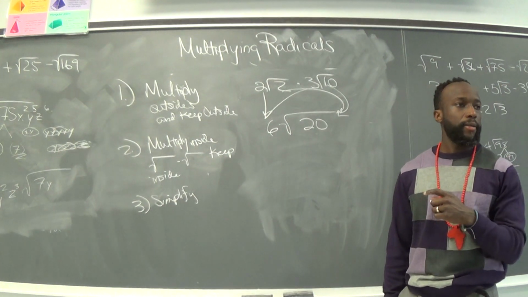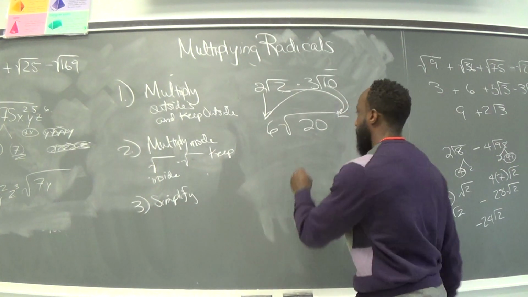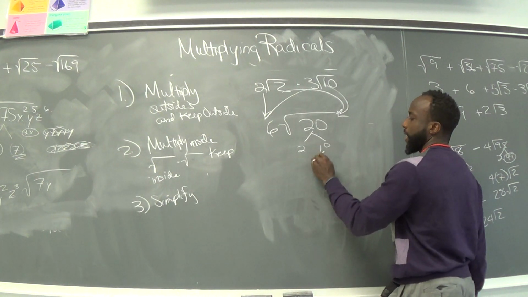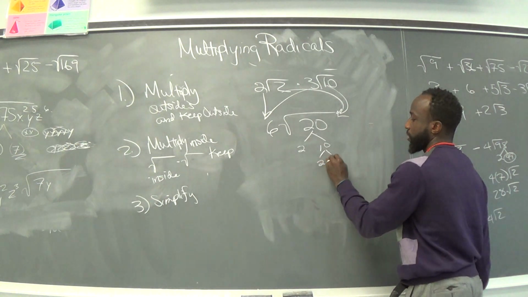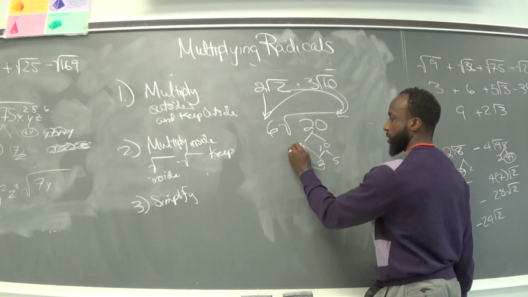Can somebody help her out? Yes. You have to simplify. Exactly. Simplify. So 20 is going to be 2 times what? 10. And then 10 is what? 5. 2 times 5. Let's check this out. Do we have any pairs? Yes, 2. It's a pair of 2s.